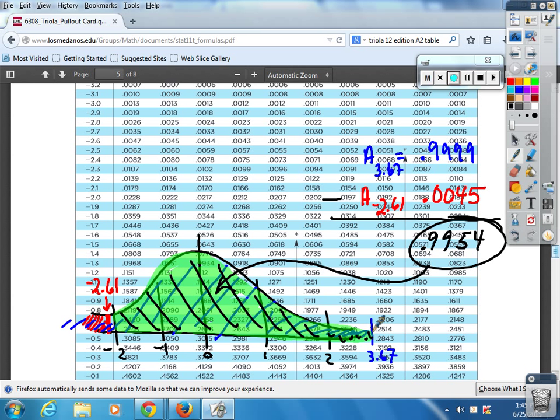Now, there is a way that you can do this on your calculator.